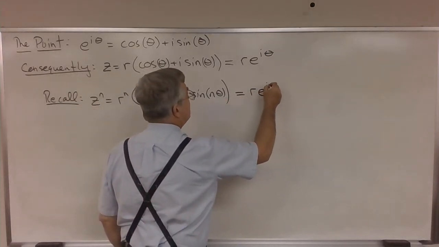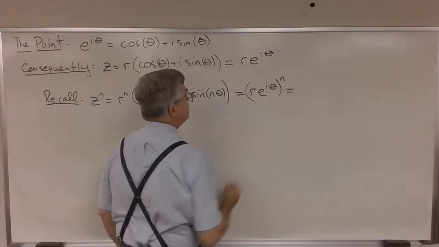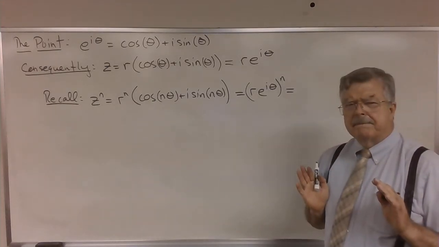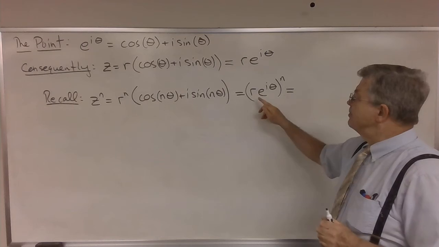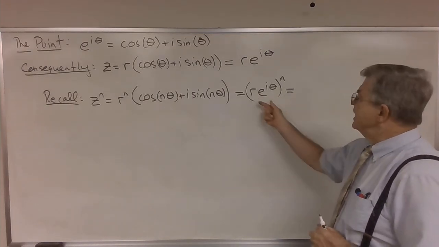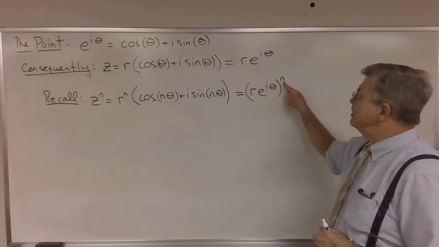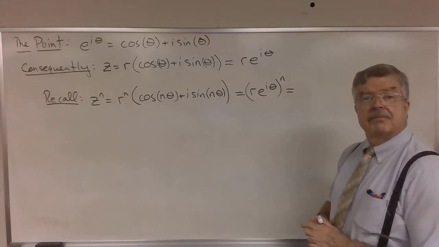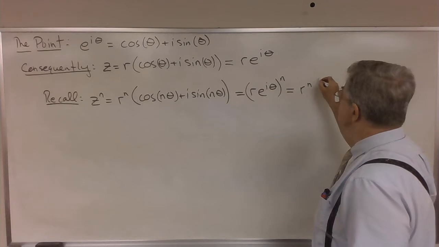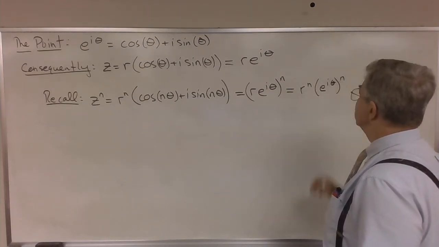Now, what happens when we raise this thing to the nth power? Well, we have a product, r times e to some power. And when we have a product raised to a power, doesn't the exponent distribute to each factor? So this is going to be r to the n times e to the i theta, to the n.